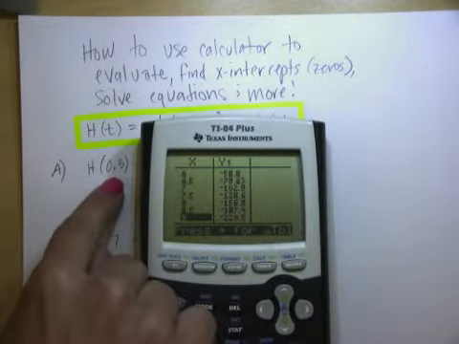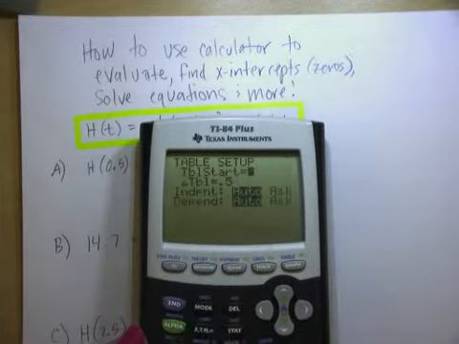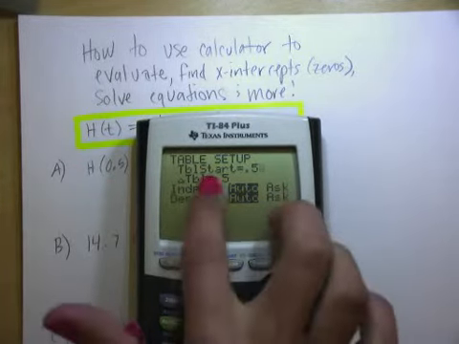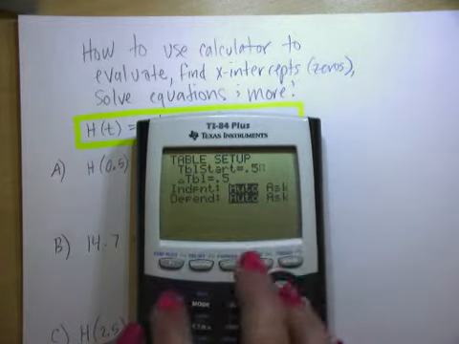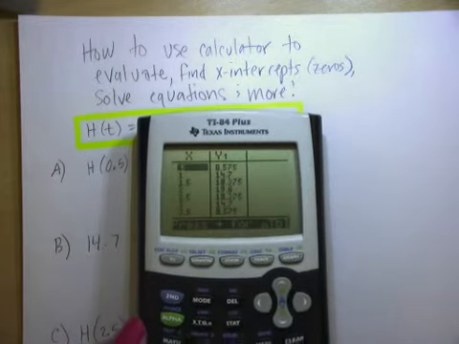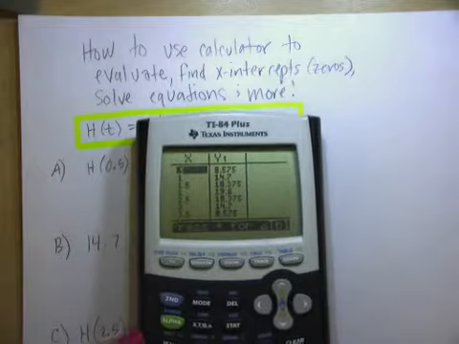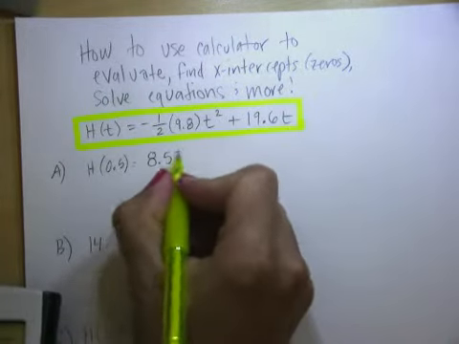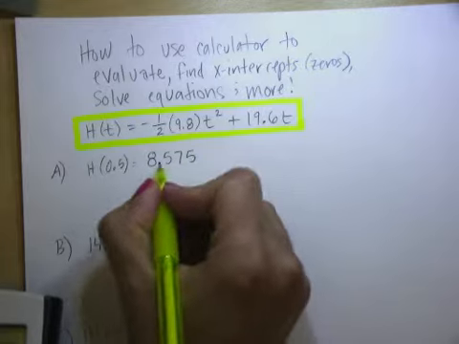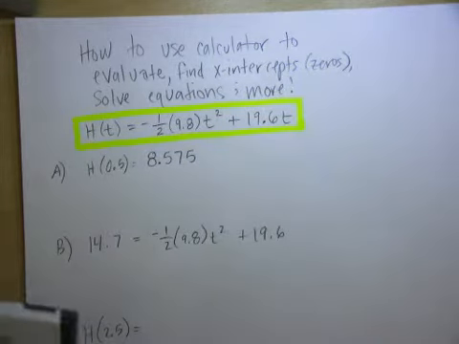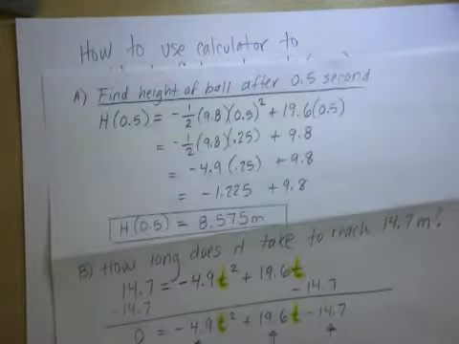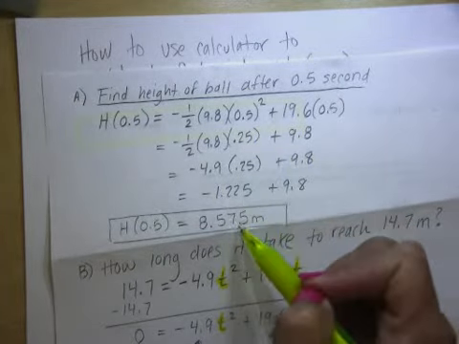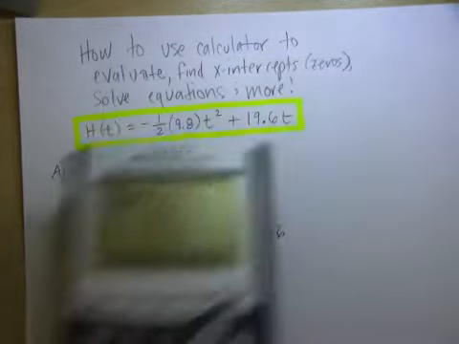So if you're just trying to evaluate at 0.5, you can go directly into table set and just plug in the value that you're wanting to check out. So you want to see when x is 0.5, what is y? And we see here again that the height of the object is 8.575 meters. And again, let me find my work. We did this in class by plugging in 0.5 for t, evaluating it, and we got the same answer.